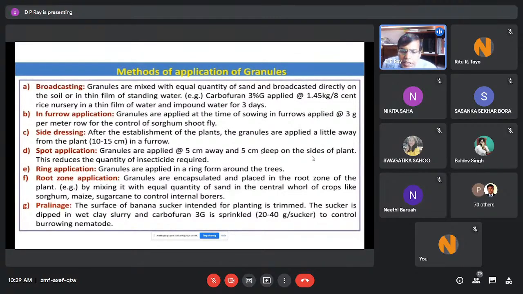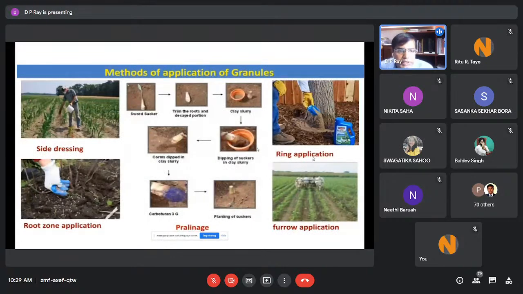The surface of banana sucker intended for planting is trimmed, and sucker is dipped in wet clay slurry and carbofuran is sprinkled to control the burrowing nematode. Basically, for controlling the nematodes, this pralinage is being done. Say it is side dressing, it is shown in this crop, and the root zone application is shown in the granular application. Pralinage in the banana sucker and the rim application is shown here, and the furrow application is being shown here.